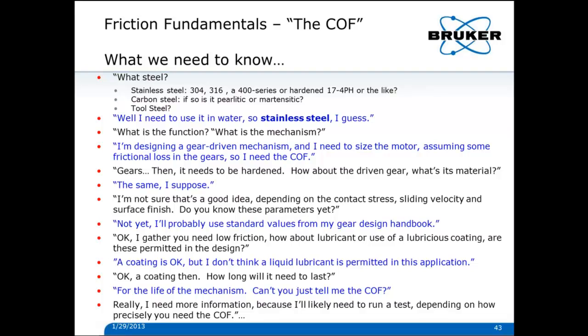Can't you just tell me the coefficient of friction? Well, dear colleague, really I need a bit more information because I'll likely need to run a test, depending on how precisely you need the coefficient of friction. So this is sort of the conversation you have when somebody needs the coefficient of friction and hasn't thought in advance about all of the factors that go into it, or even their application.